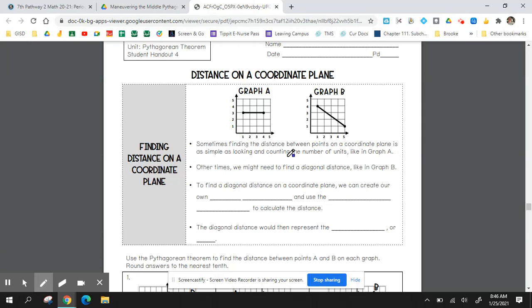Hey everyone, today we're going to look at finding a distance on a coordinate plane. Sometimes finding the distance between points on a coordinate plane is as simple as looking and counting. Like in graph A, if it's a horizontal line or a vertical line, it makes it really easy. But other times the distance is a diagonal line, like in graph B. So to find this, we can create our own right triangle.